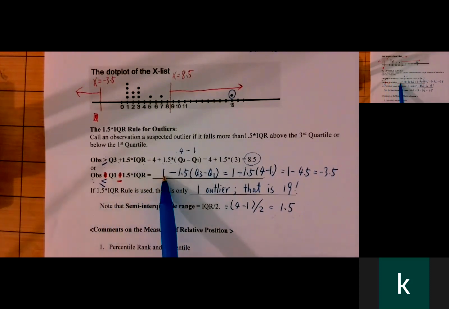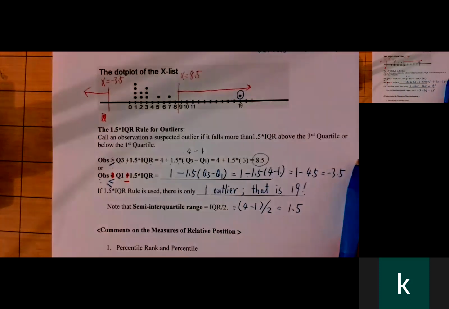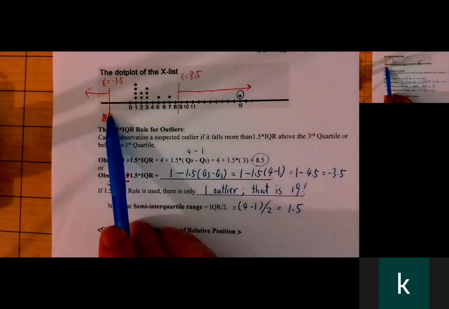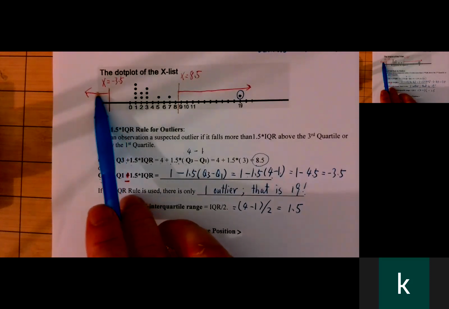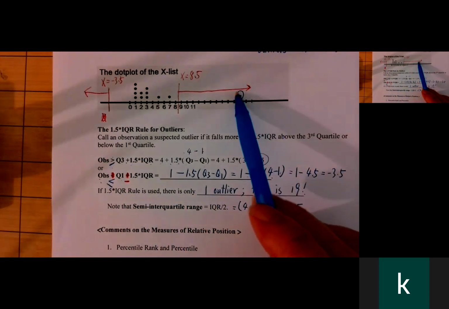So Q1 in this list is 1, minus 1.5 times Q3 minus Q1. Q3 again is 4, Q1 is 1. 4 minus 1 is 3. 3 times 1.5 is 4.5. 1 minus 4.5 is minus 3.5. So in this given list, any number that is minus 3.5 or even smaller is called too small, an outlier. So if the 1.5 IQR rule is used, there is only one outlier, and that is 19, okay?